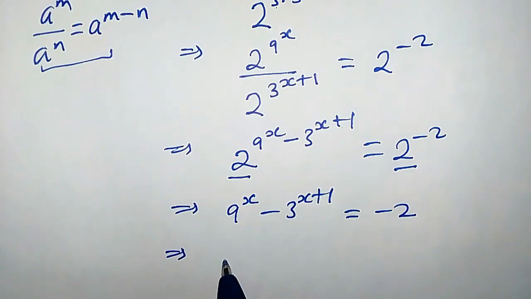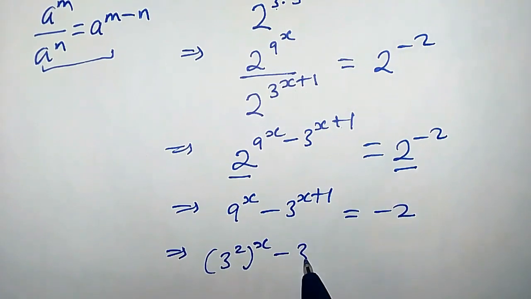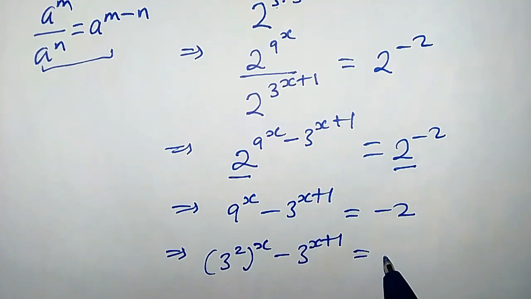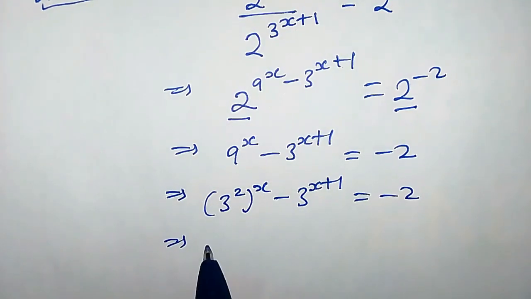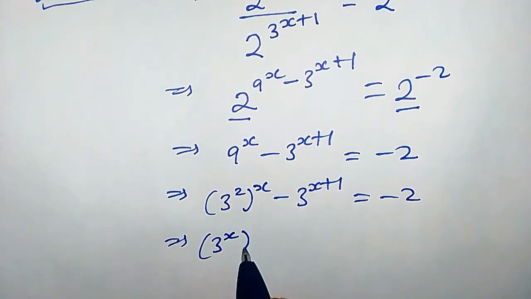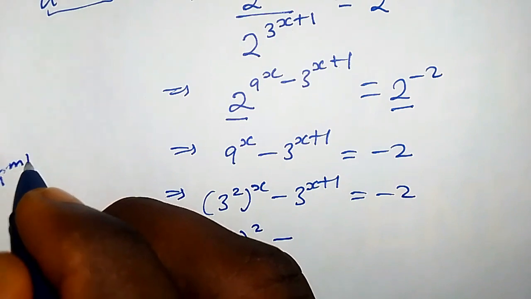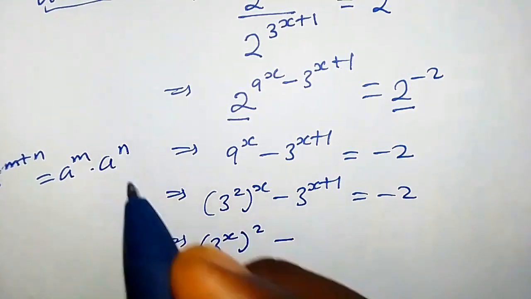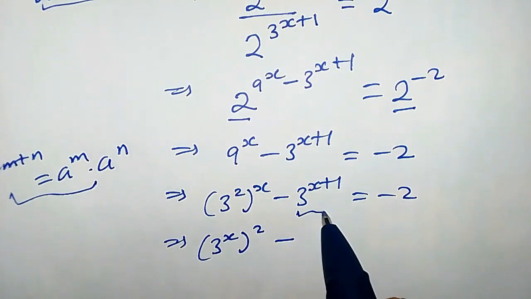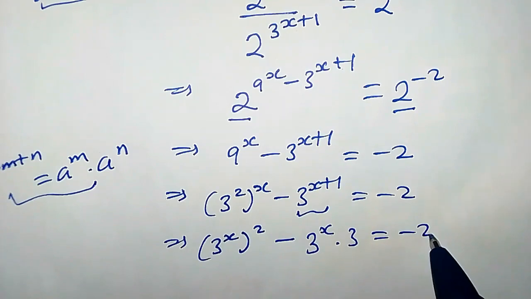We can write 9 as 3 squared. So we're going to have 3 squared, all raised to x, minus 3 raised to power x plus 1 equals minus 2. This implies, when we switch this power, we're going to have 3 raised to power x, all squared, minus, recall that whenever we have a raised to power m plus n, this can be written as a raised to power m times a raised to power n. Using this property, we're going to have 3 raised to power x times 3 equals negative 2.